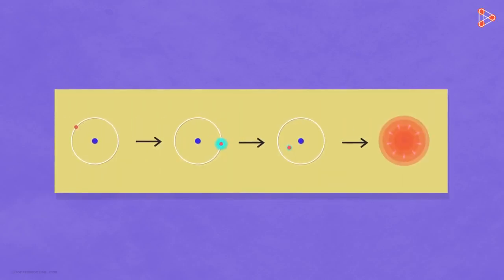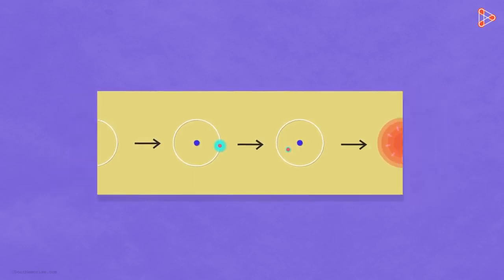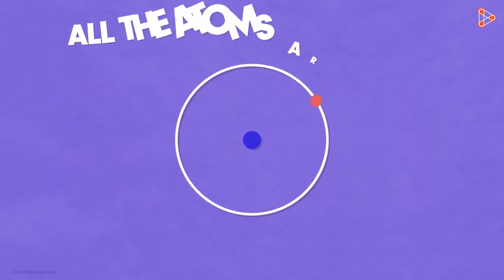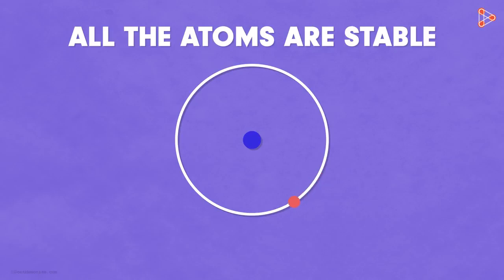But wait a second, all these things do not happen in an atom. And how do we know this? Because in nature, all the atoms are stable. That means the hypothesis put forth by Rutherford was also incorrect? Not really. The hypothesis just needed slight modifications.